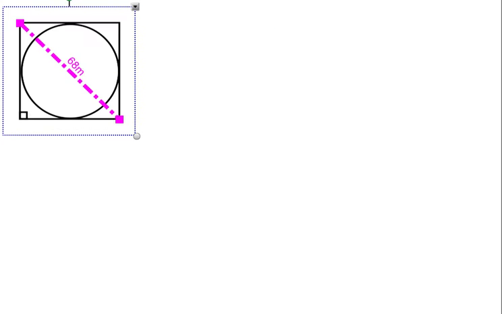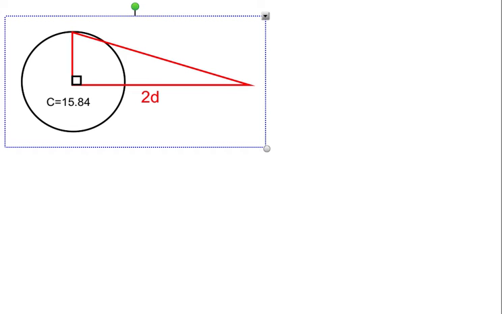So if we go now to our next question, we have this circle and triangle set up together. In this case, what we're told is that the circumference of that circle is 15.84. We know that this line is the radius of the circle, and it's telling us that the leg of this triangle is 2 of my diameters. And we're trying to find out the length of the hypotenuse.